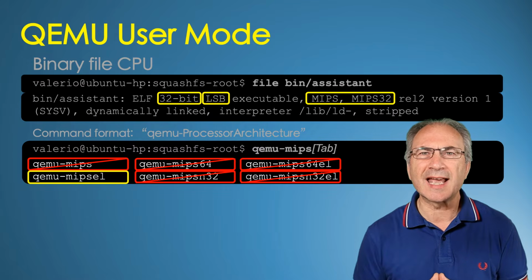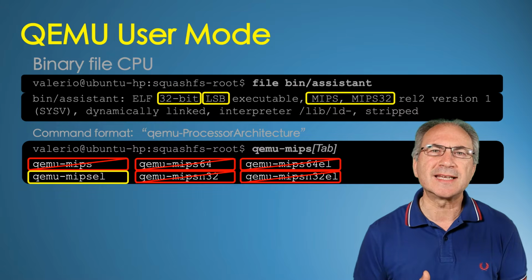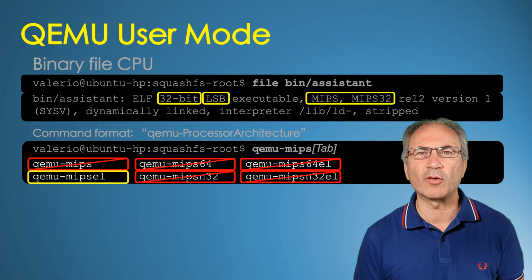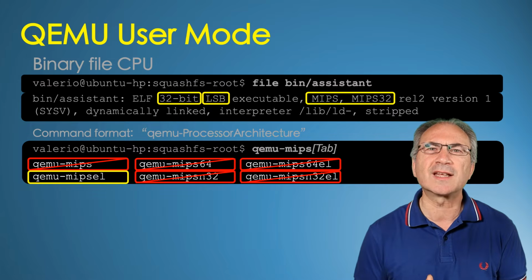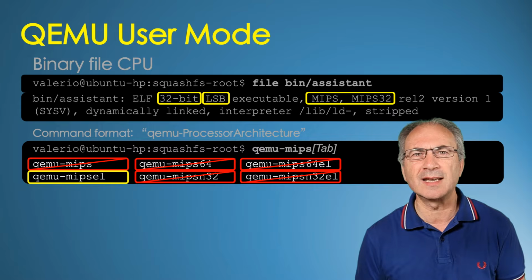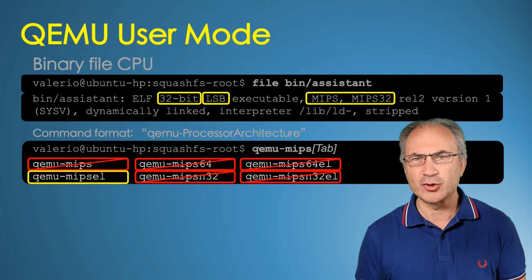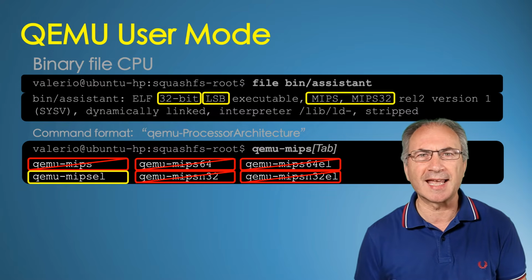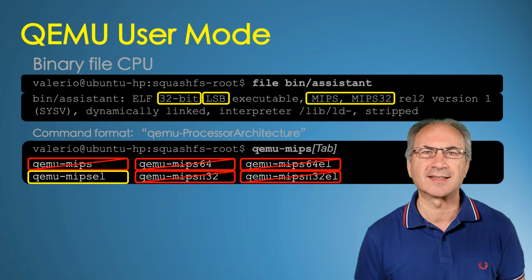Why does the EL suffix mean Little Endian? It seems that it is the initials of Little Endian written in Little Endian order, with the least significant character first, a joke that only nerds can like and understand.